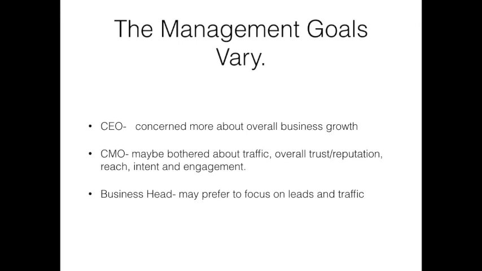A CEO is more concerned about overall business growth, right? So when you are presenting a certain case to a CEO, he will look at very macro level metrics about business growth, as I said, more concerned about audience growth, sales growth, revenue growth, units sold, etc. A CMO can go slightly deeper and could be concerned about traffic, the trust or reputation, your reach, engagement, and intent of consumers to buy something, right? So a CMO can be less bothered about transactional elements, but more bothered about the qualitative elements. Similarly, a business head would definitely focus on his own product line and largely on traffic and leads, because that's what he's concerned with.